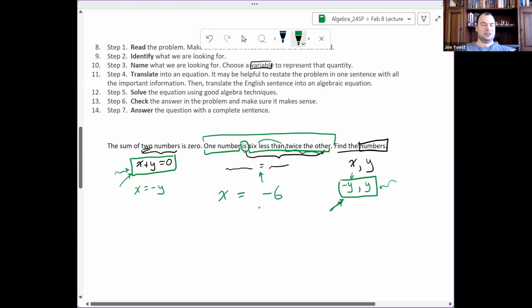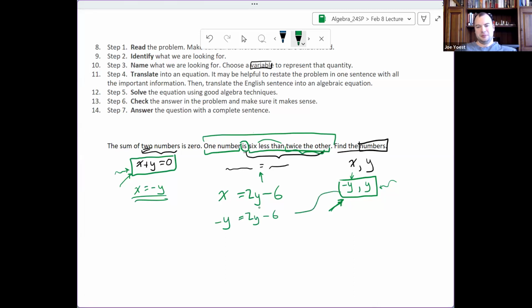And what are we 6 less than? We're 6 less than twice the other variable, in other words, 2y. Or I could say, since I know that x equals negative y, I could say negative y equals 2y minus 6, applying my previous discovery. So I now have an equation for y.